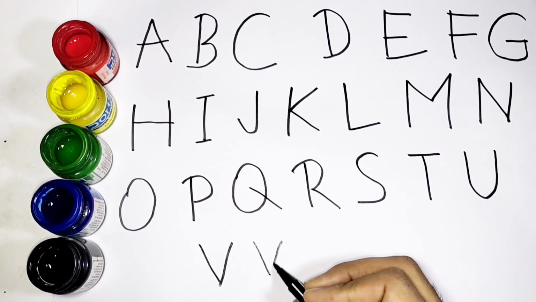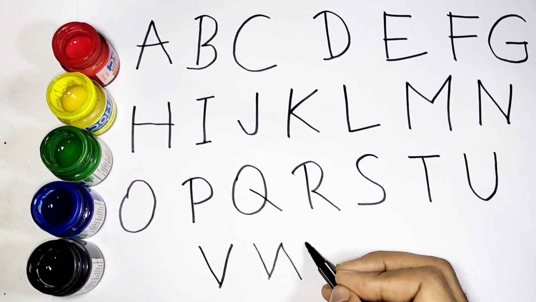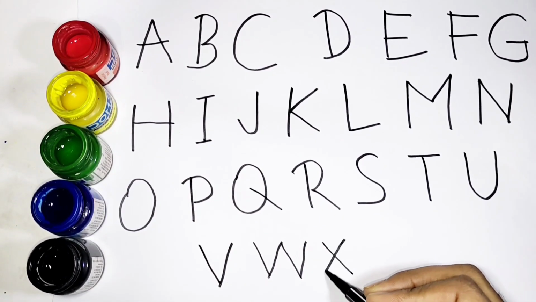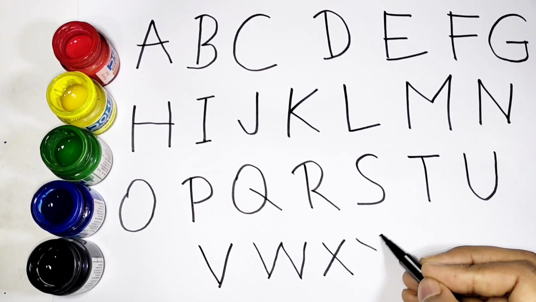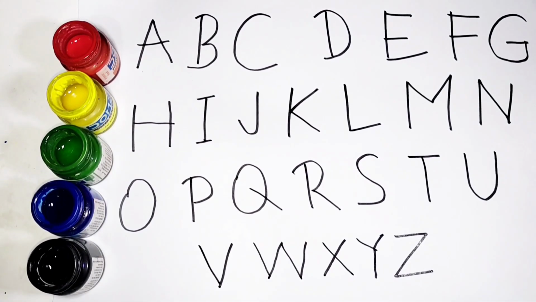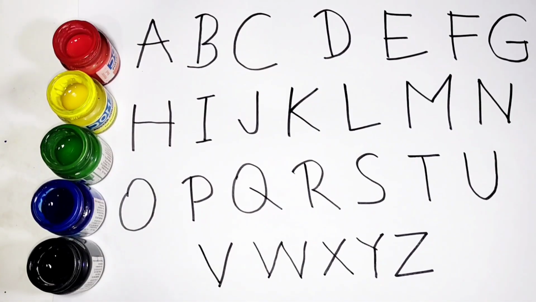Now we draw the alphabet W. W for wolf. And now we draw X. The next one is Y. Y for yolk. And the last one is Z. Z for zoo, Z for zebra.